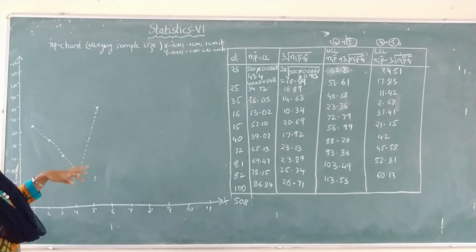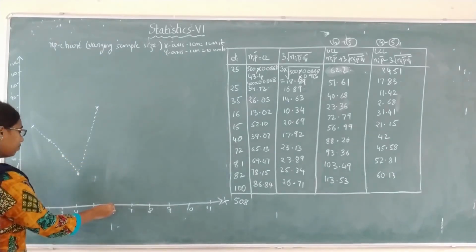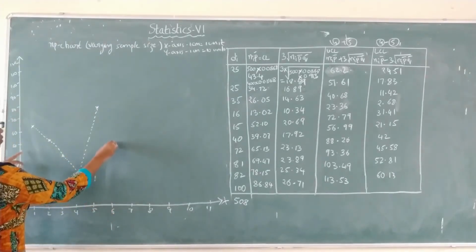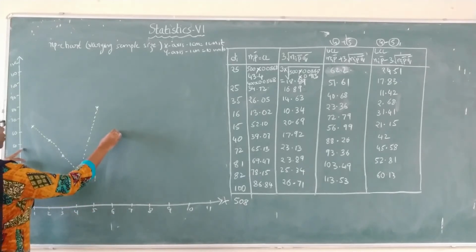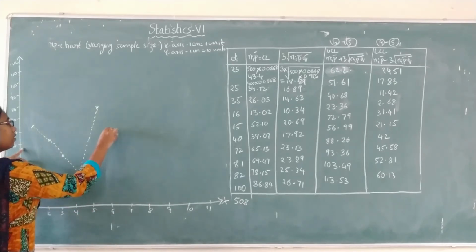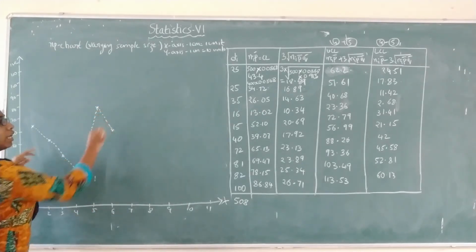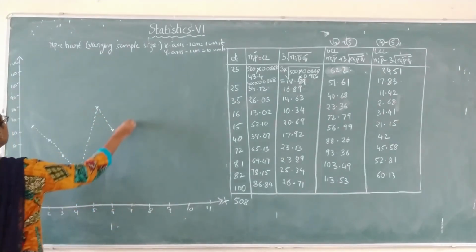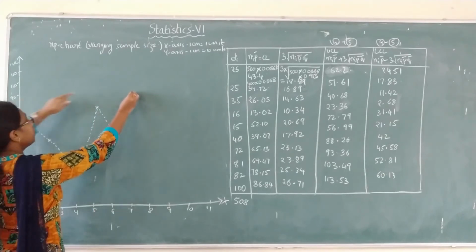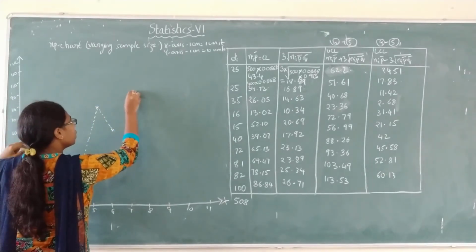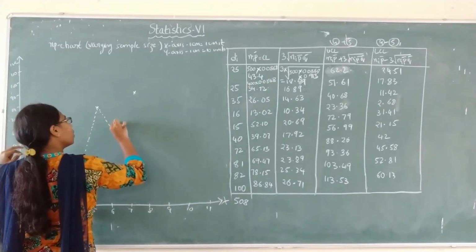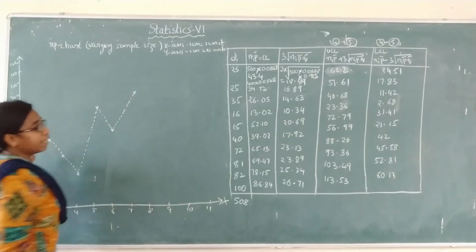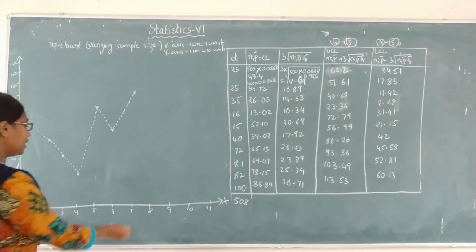Next, 56.99, in between 50 and 60. Join it with a dotted line. Similarly, 88.26, so 88, close to 90. Next, 93.36.